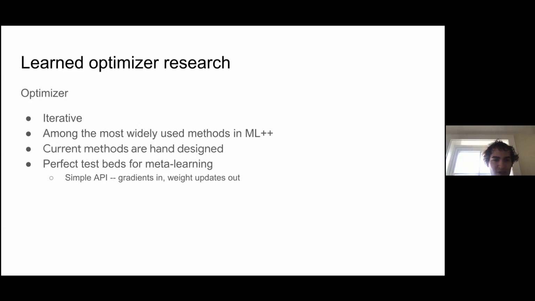I also think they're the perfect testbed to test meta-learning methods. They provide a pretty simple API. It's just gradients in and weight updates out. And there's already a lot of existing work on trying to understand how these things work, some theory around them, and so on. So they provide a really great and rich setting to test out these types of algorithms.